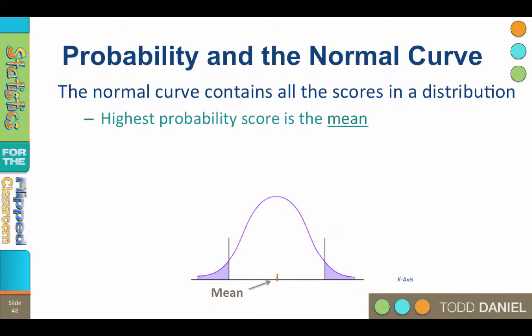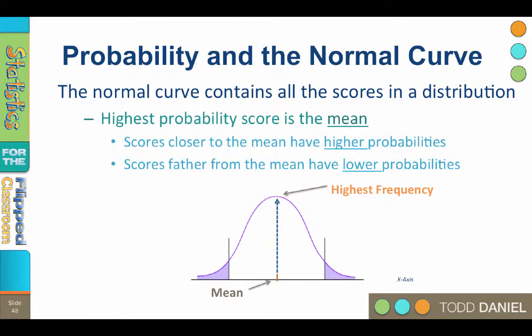The normal curve is a graph of all of the scores in a distribution. The most common, highest probability score is the mean. Notice the mean on the x-axis. The curve directly above it is the highest part of the curve. Now the curve represents relative frequency, so the highest part of the curve is also the part with the highest frequency.